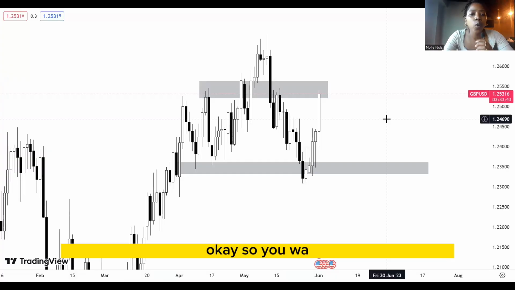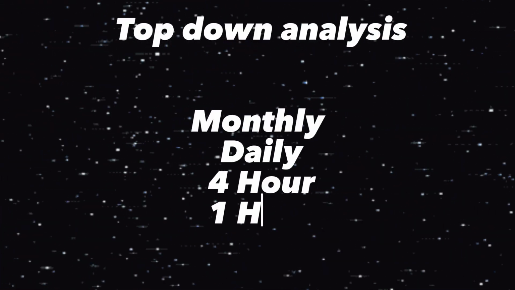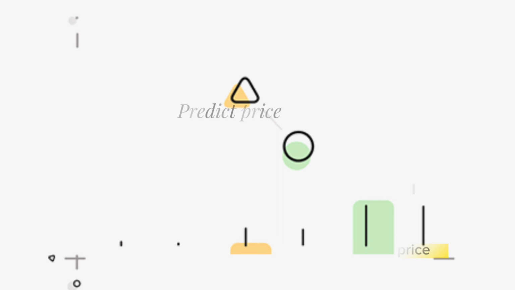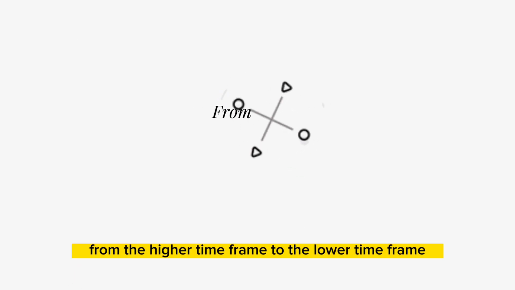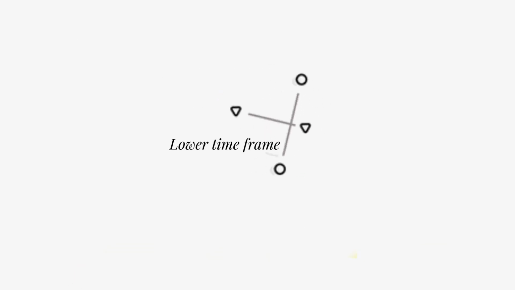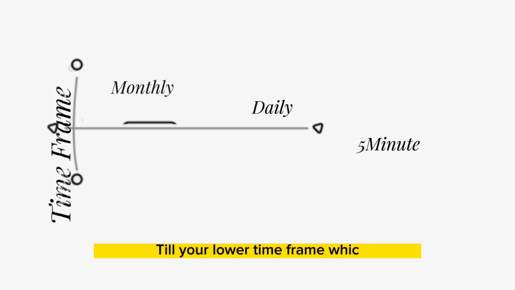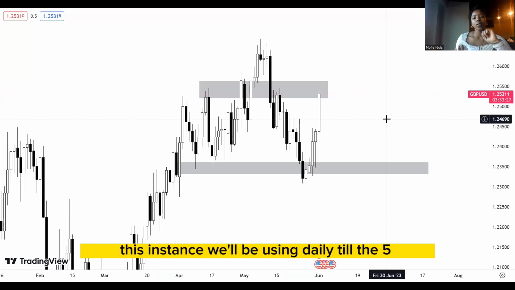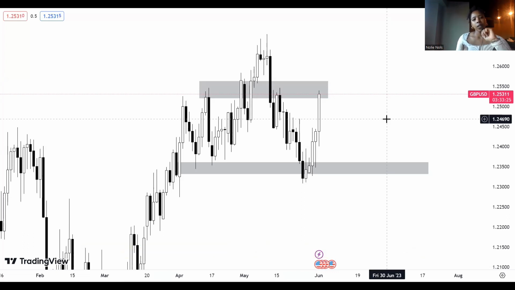Okay, so you want to start with your top-down analysis. Top-down analysis is when you predict price from the higher time frame to the lower time frame, which is from your monthly till your lower time frame, which is 5 minutes. At this instance, we'll be using daily till the 5 minute.